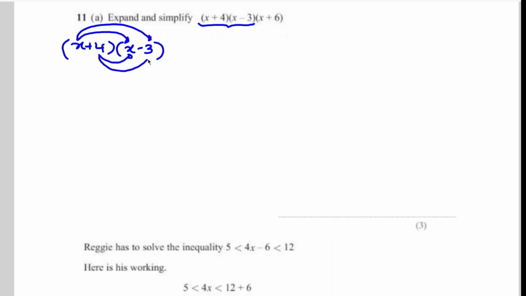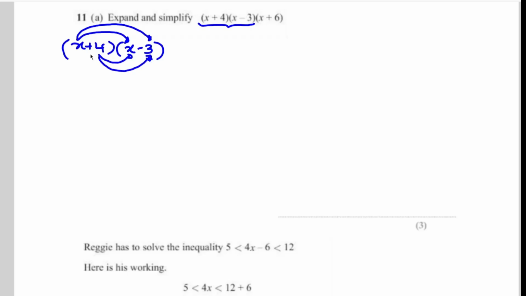Question 11. Part A, expand and simplify. Let's expand first. When expanding, you should pick 2 brackets first. Let's pick these 2 expressions first: x plus 4 times x minus 3. When expanding the brackets, this is how we expand: this times this, and this one times this.